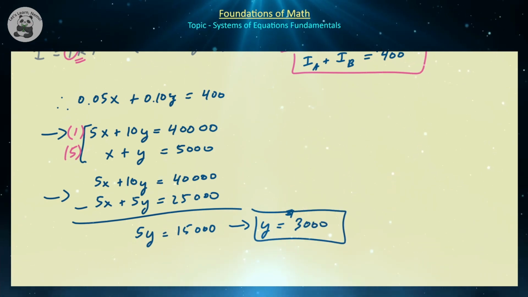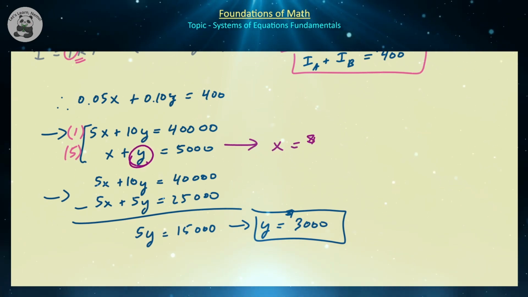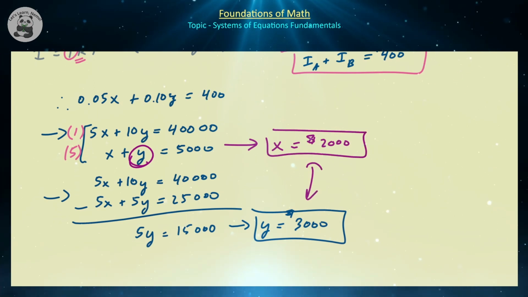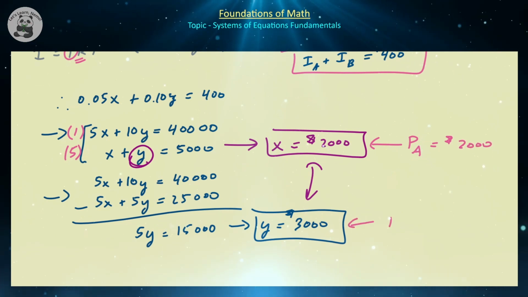Then I can substitute this value of y into this equation and solve, and then I'm going to get that x is trivially equal to $2,000. So quite nice numbers, right? So the amount that was invested into account A, so the principal balance of A, was equal to $2,000, and the principal balance of B was equal to $3,000, and that's what our problem sought out to solve.